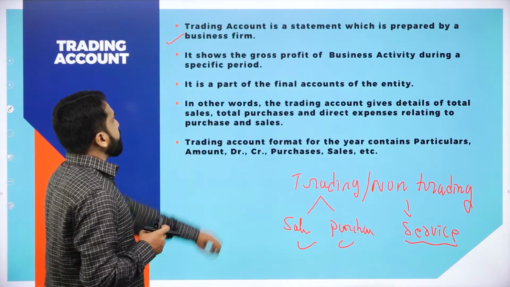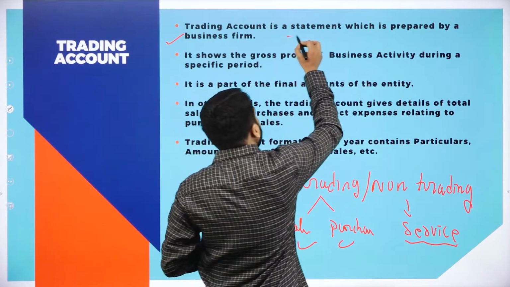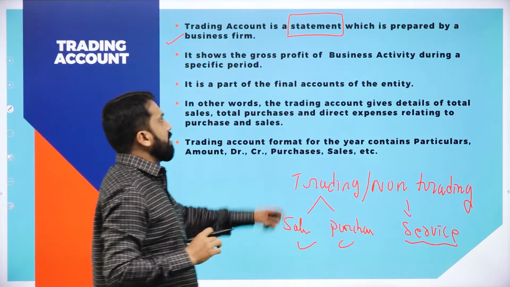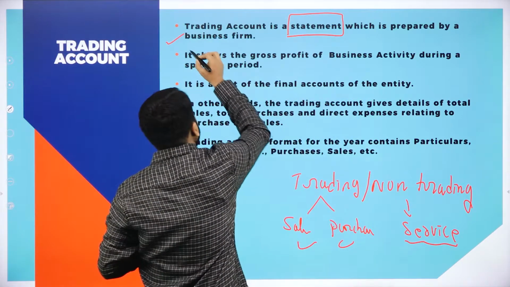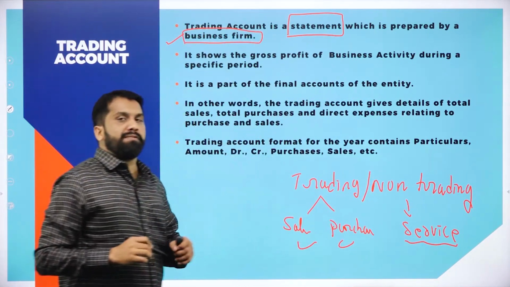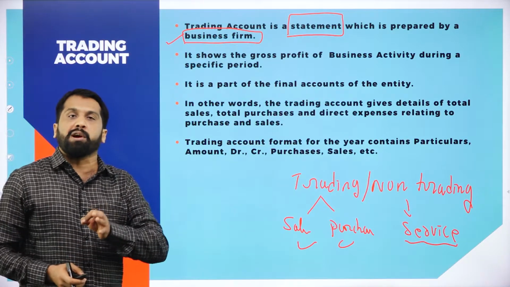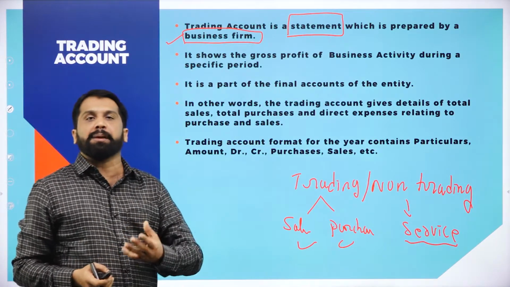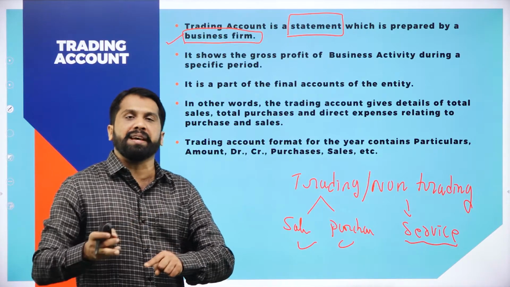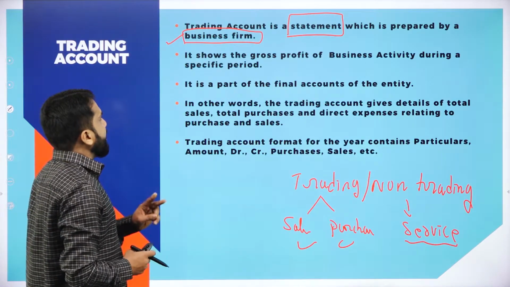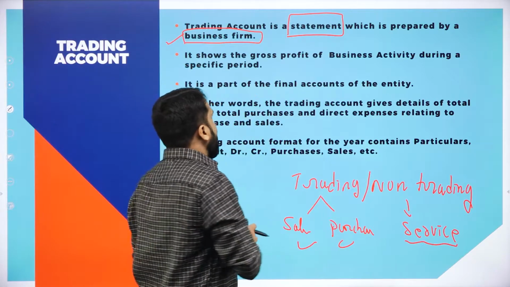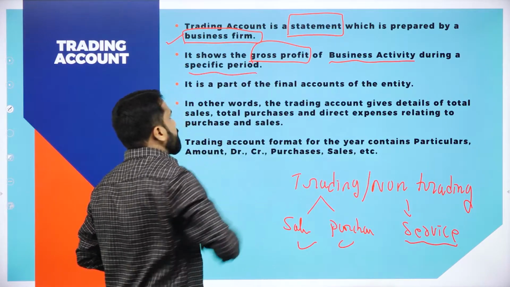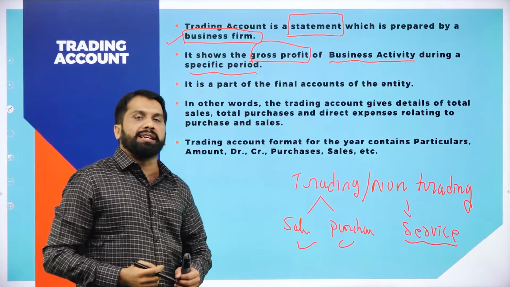Now, first thing, trading account is a statement. Remember this word. What do you mean by trading account? It is a statement which is prepared by a business firm. An individual cannot prepare it. If he is not running a business, he will not prepare trading account. For his purpose, he can prepare if there are sales or buying activities. Now, second one, it shows the gross profit of business activity during a specific period. So what do you mean by gross profit?